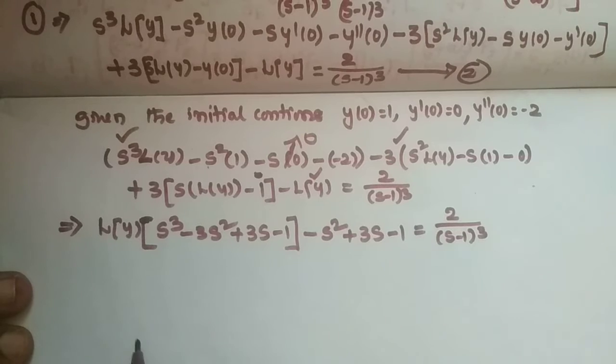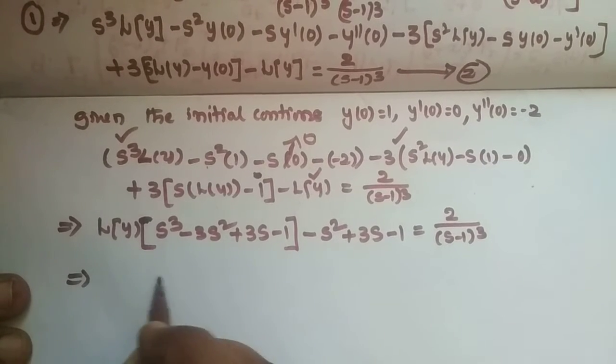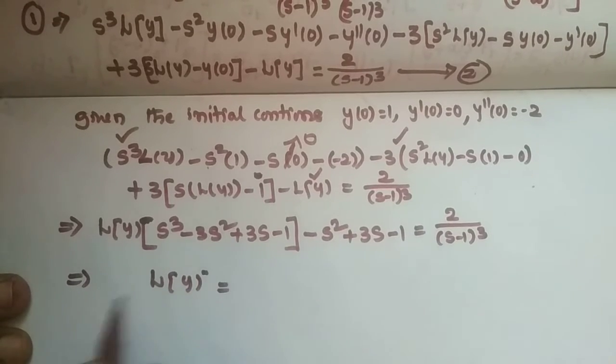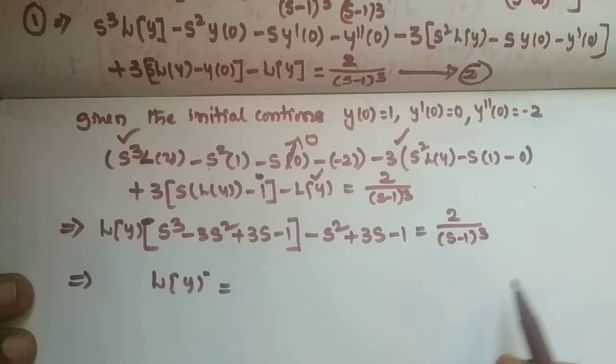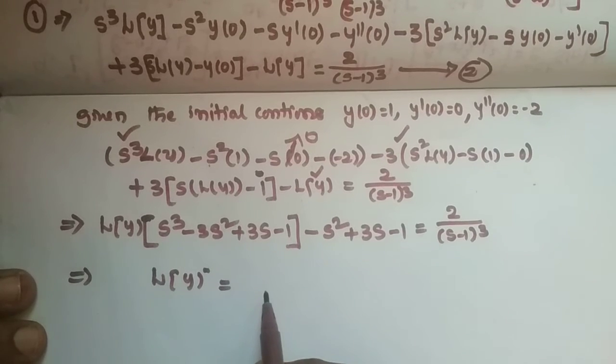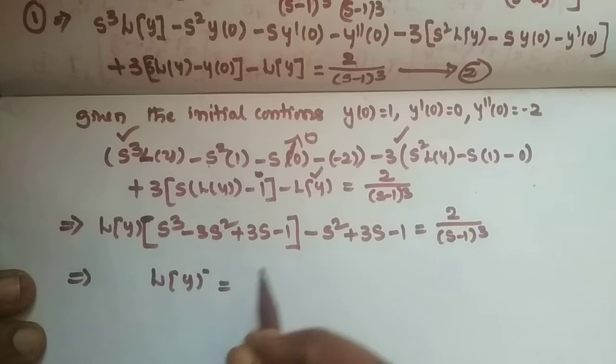After getting this one, we will simplify. Only we have to place L of y on the LHS. Remaining all the s terms go to this side. So let us take the simplified one.